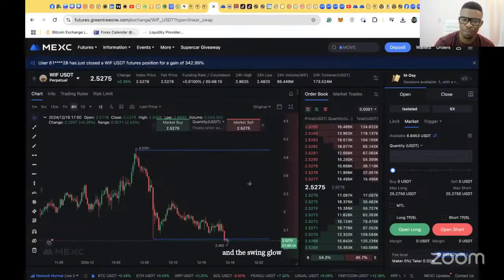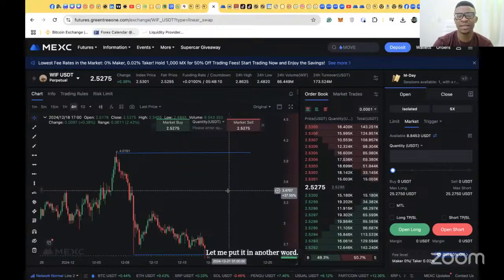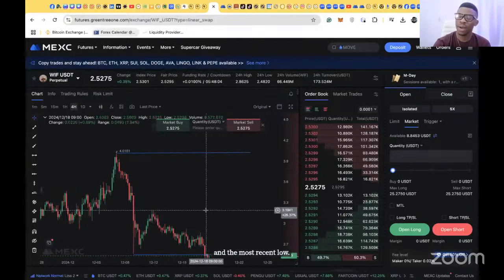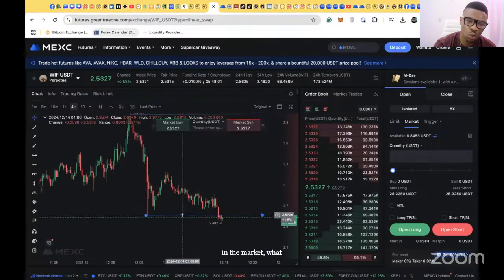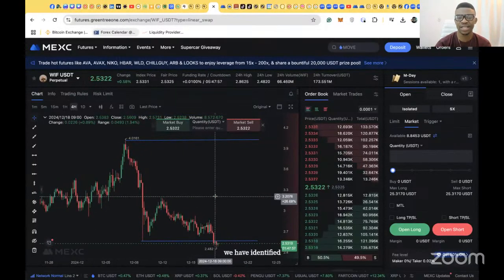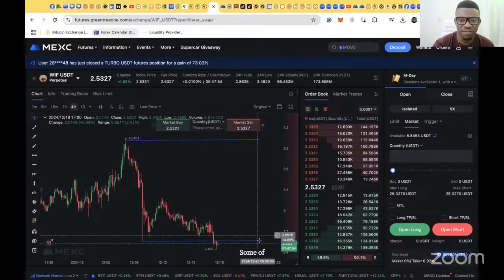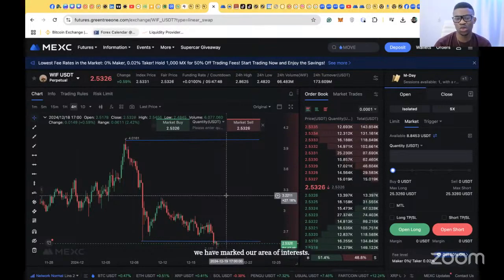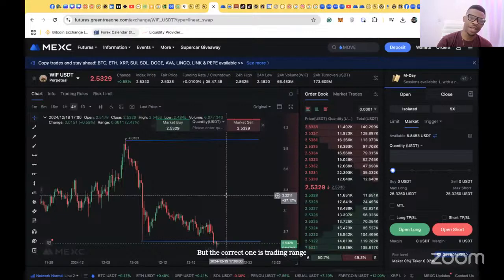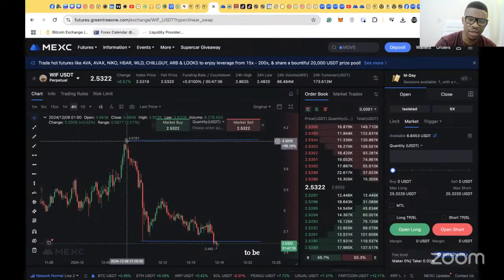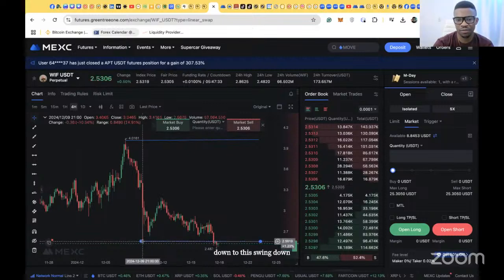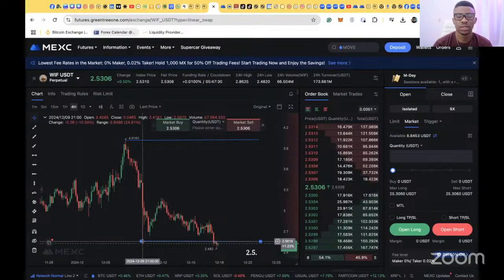or let me put it in another word, when we have marked the most recent high and the most recent low in the market, what we now say is that we have identified the trading range. Some other traders say we have marked our area of interest, but the correct word is trading range. So the trading range has been marked on 4 hours time frame to be from this swing high 4.01 down to this swing low 2.561. That is our trading range.